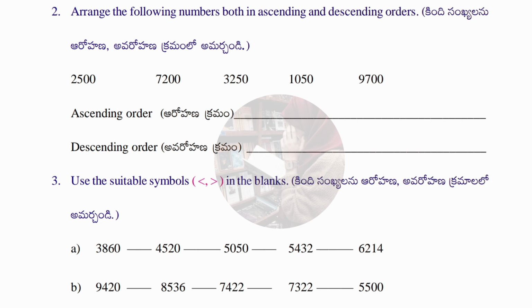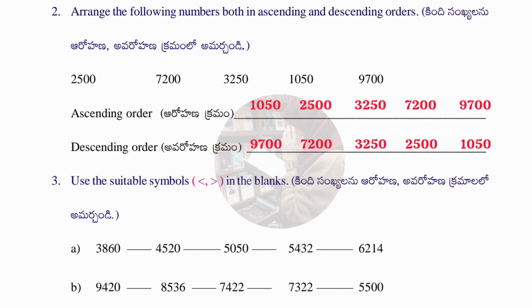order. Okay, here some numbers are given, means 5 numbers are given. Now what we have to do, we have to arrange it in an ascending order as well as in a descending order. Let's see. So first we'll see ascending order. So smallest number is 1050, then 2500, then 3250, then 7200. Last number means biggest number is 9700.